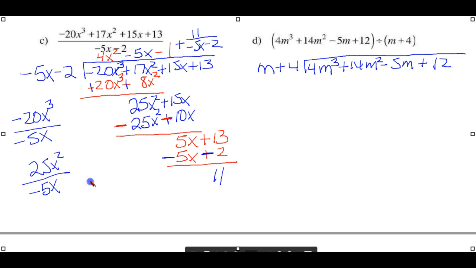And then we have negative 5x divided into 5x, how many times? Well, a negative 1. Multiply this, I get this, change the signs. Now here's critical, because I have a positive 13 and a negative 2 gives me a positive 11. This is my remainder that I put up here in my answer as 11 over this.